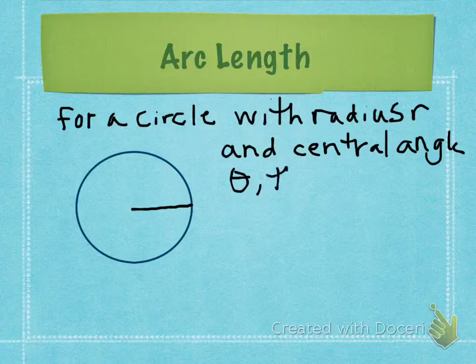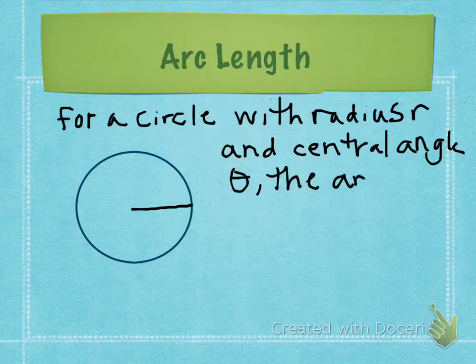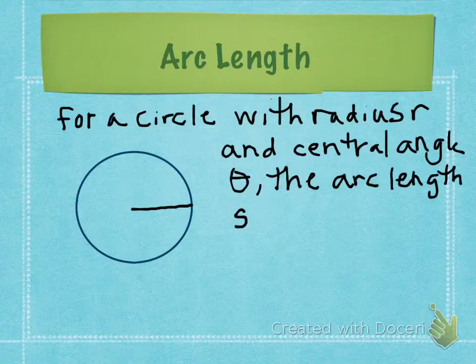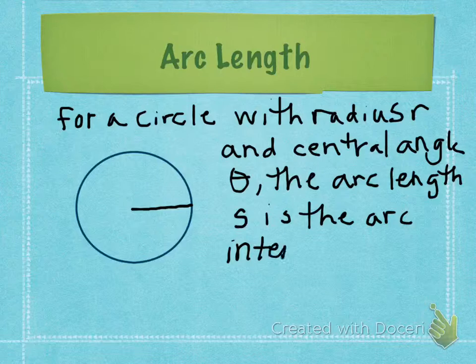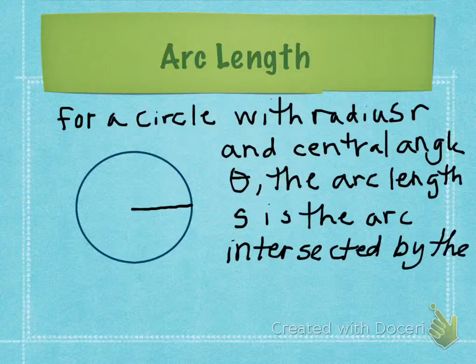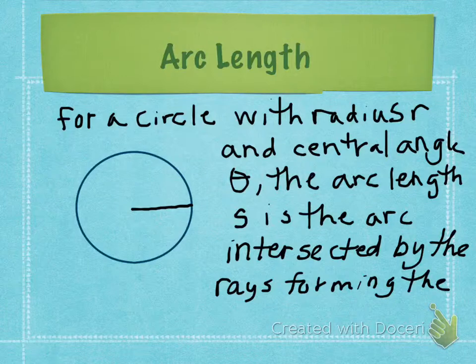Then the arc length, which is denoted with an S, is the arc intersected by the rays forming the angle, or the central angle if you want to be real specific. It's the only angle we've mentioned, so I'm going to call it just the angle.